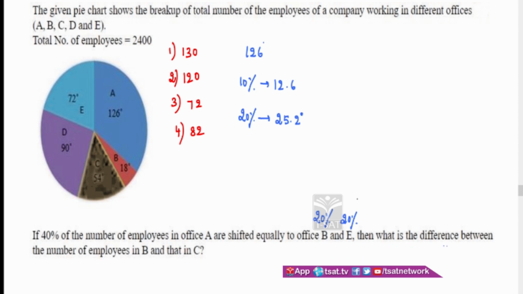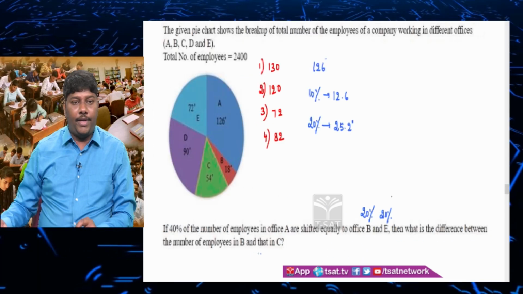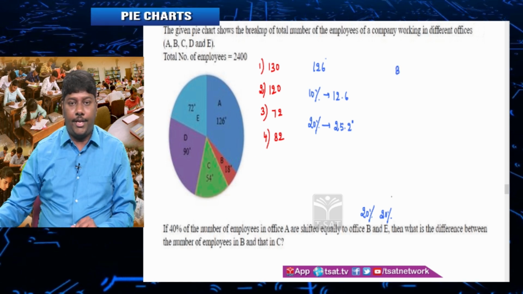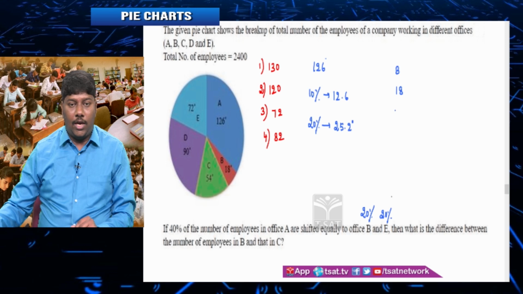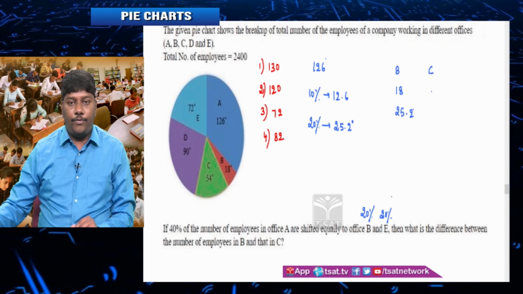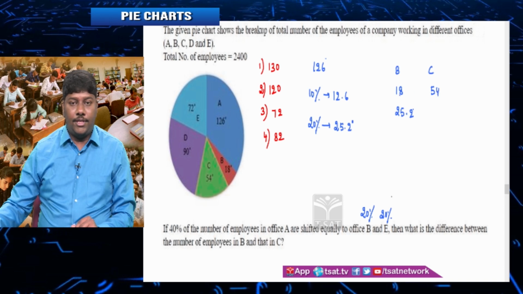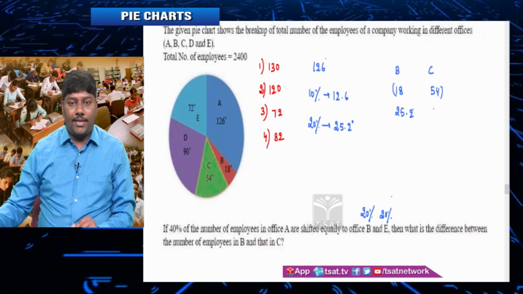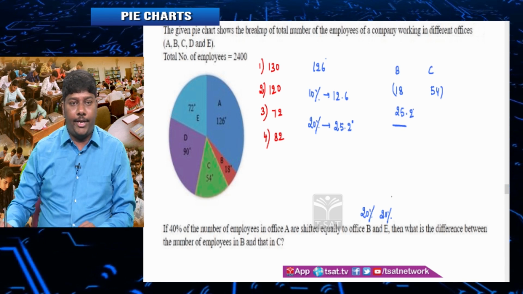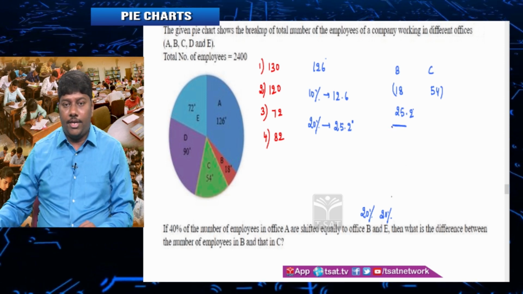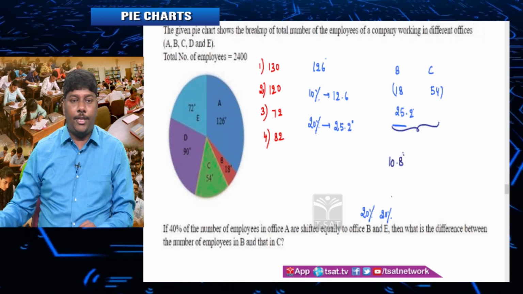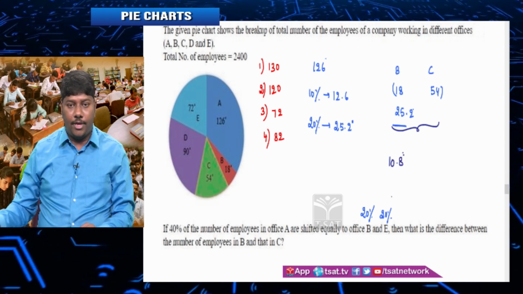So he is asking you what is the difference between the number of employees in B and C. Now the difference between B and C, earlier B is how much? 18. Now how much extra is added? 25.2 degrees is added. What is C? 54. So this difference we know is 36. 36 minus 25.2 is going to be 10.8 degrees. Now we know the difference between B and C is now 10.8 degrees, but he is not asking you in terms of degrees. He's asking you in terms of number of employees.